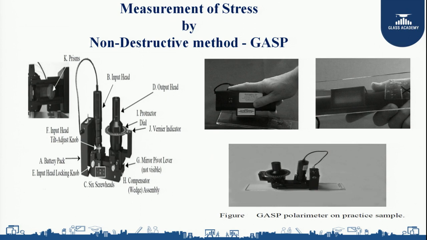You can see the parts of this equipment. In order to measure the stress levels in the glass, certain points I need to keep in mind. First thing, the measurement of the stress should always be on the tin surface. That is, the surface of the glass which is in contact with the rollers, on that surface I need to measure the GASP, that is the stress value. Second point, I need to identify which is the tin side and which is the non-tin side. In order to take the GASP measurement, the measurement should always be on the tin side.